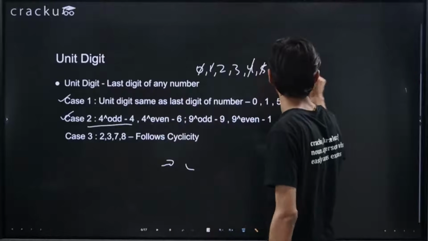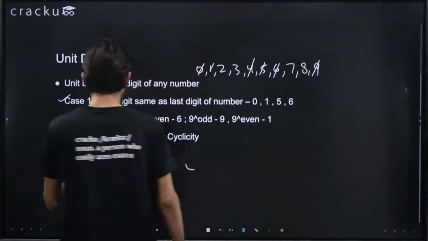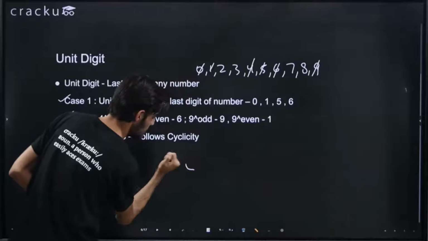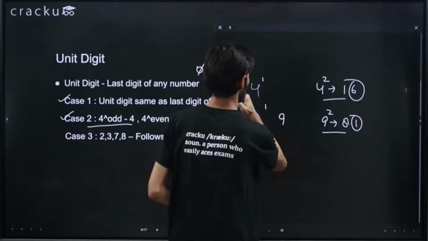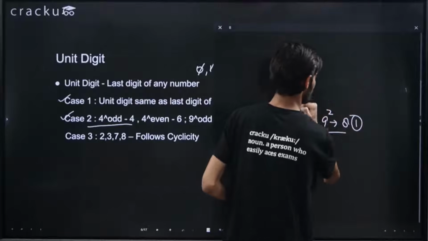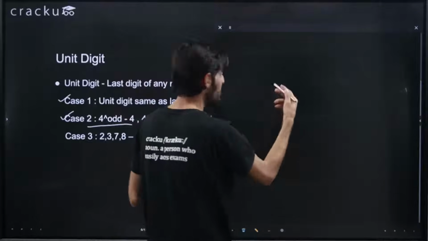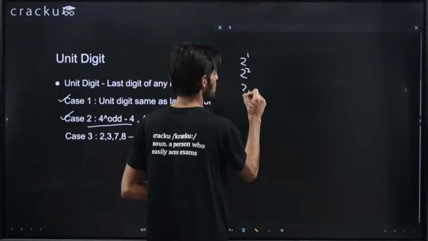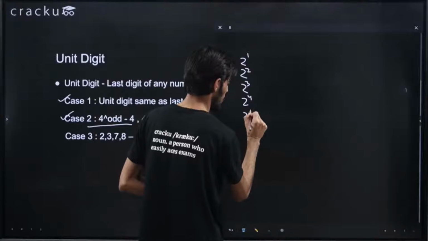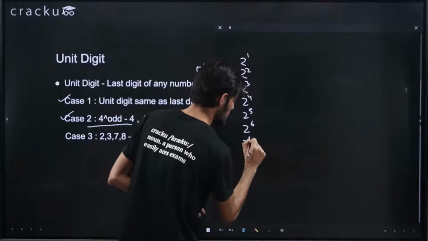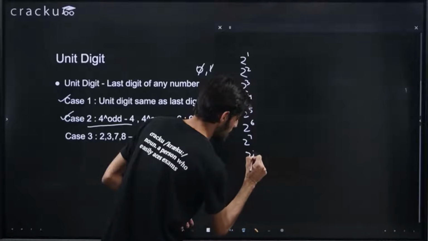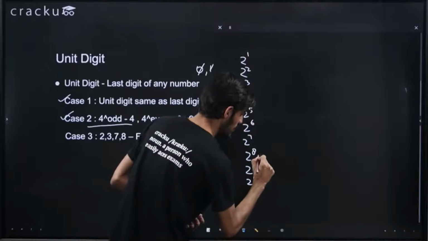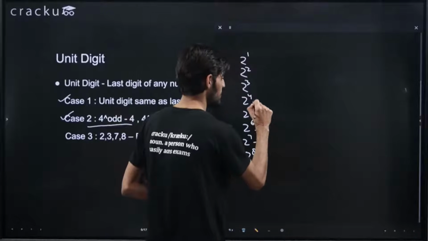So now our 4 and 9 is also done. Now for 2, 3, 7 and 8, it follows cyclicity. Then what is cyclicity, sir? Let's see what is cyclicity now. Let me write a few powers of 2. That is 2 raised to the power 1, 2 raised to the power 2, 3, 4, 5, 6, 7, 8, 9 and 10. Just to explain you the concept, I think it will be clear with these many values.